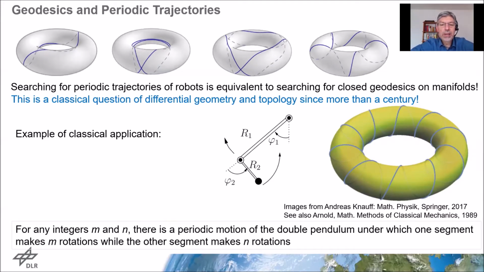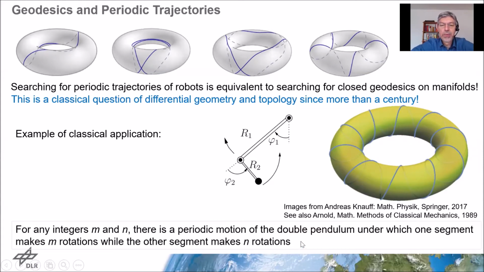Just a very classical example tells us that, having a double pendulum, so a robot with 2 degrees of freedom, then for any 2 integers m and n, there will always exist at least one periodic motion of a double pendulum under which one of the segments makes m rotations while the other segment makes n rotations. How can you prove that?